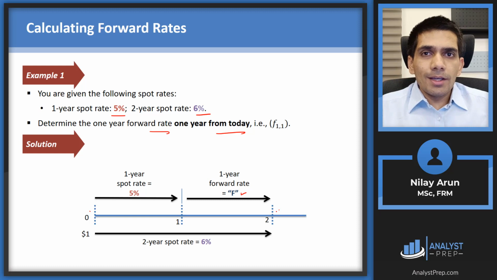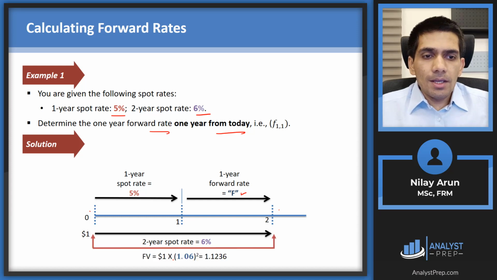So essentially we are going to create two different expressions and equate them. We calculate the future value on the lower route here, and then we calculate the future value on the upper route, and then we equate both of them to calculate the F. So let's try doing this. If we take $1 to start with and compound it for 2 years at the rate of 6%, what do we get? We simply get 1 into 1.06 raised to the power of 2, because it's for 2 years, and that gives us 1.1236. That is the figure which we get on the lower route.